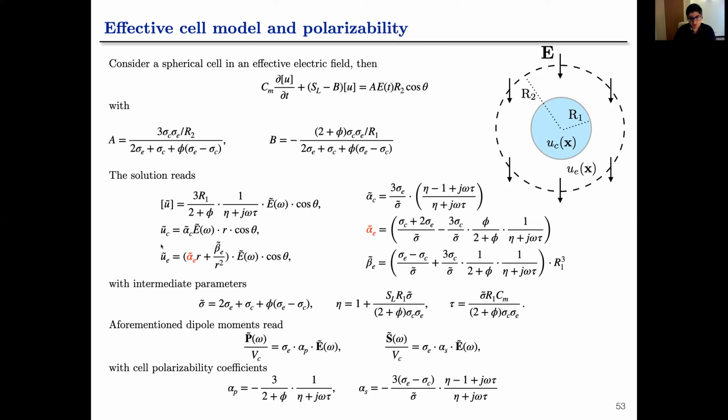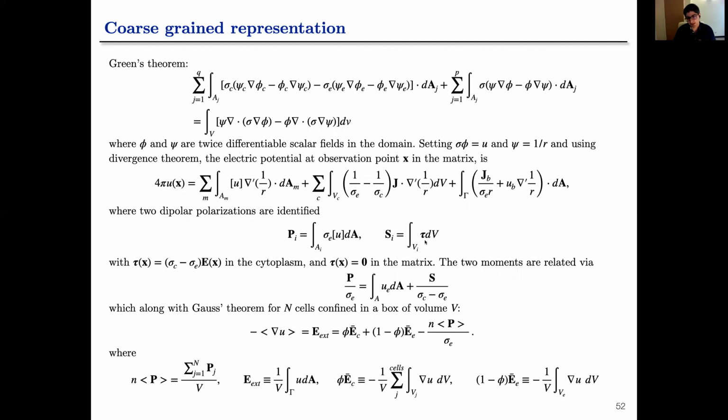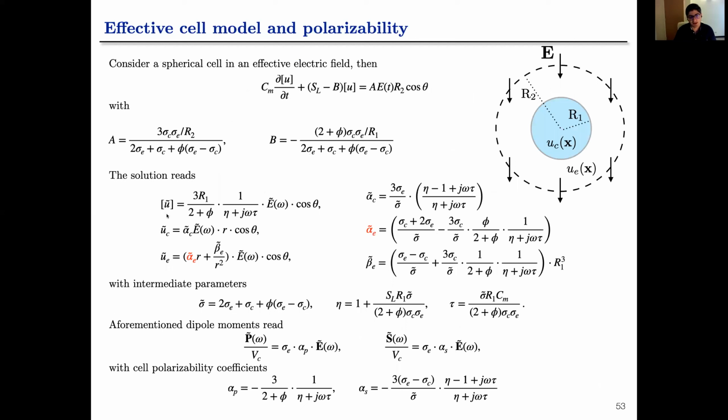You can also compute the electric potential in the cell cytoplasm and in the exterior. You can now go back to these definitions for P and S. That's why I introduced them here. If we have U, we can compute P, and if we have tau, we can compute S. So we have this U here, and tau is just computed from here. And then you get the P and S, the polarizations, in this fashion. These are linear relationships, and this coefficient is called polarizability.